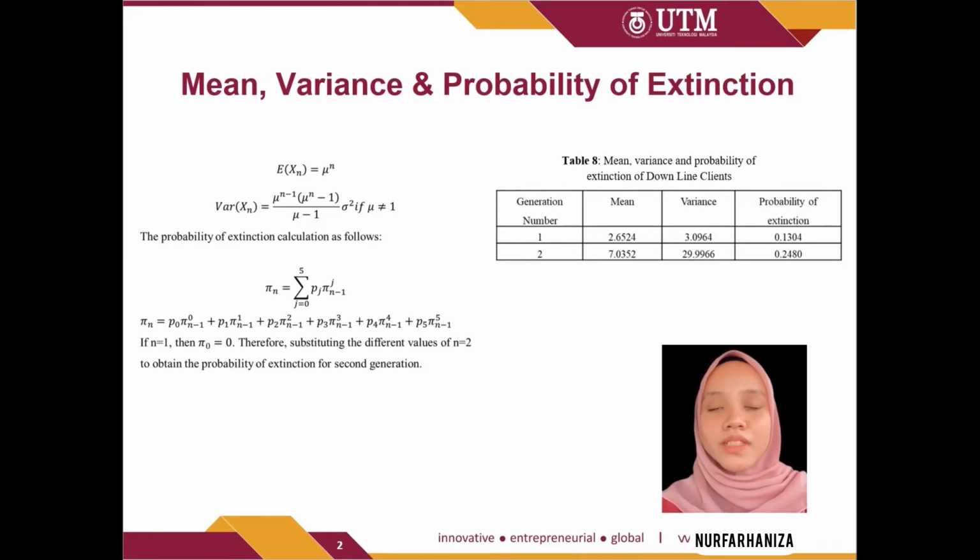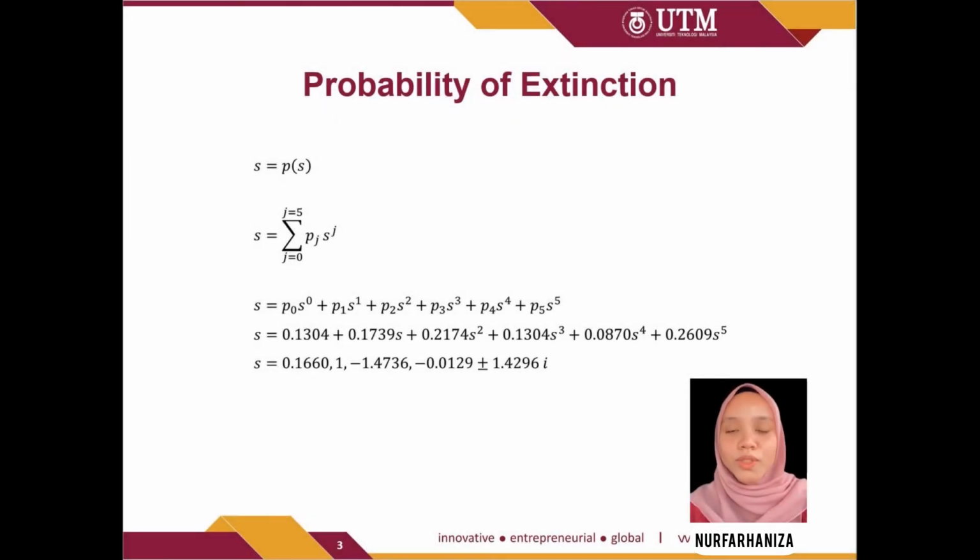This slide shows the calculation that we use in this study. Table 8 highlighted the summaries of the calculations. From Table 8, we get the probability of extinction at second generation is 0.248, mean 7.0352, and variance 29.9966. According to the theory, the probability of extinction is 0.2480.